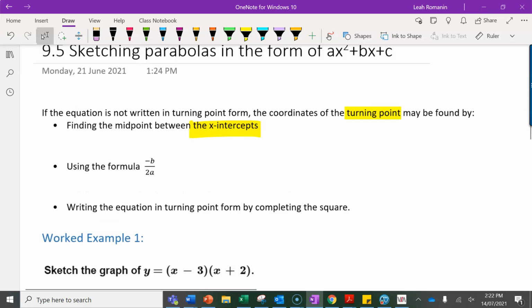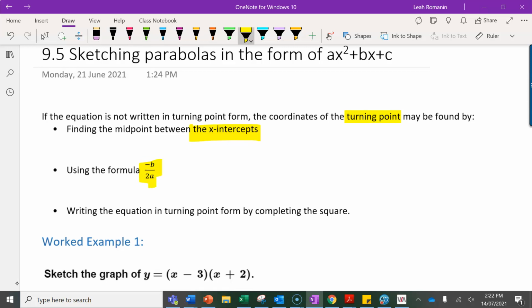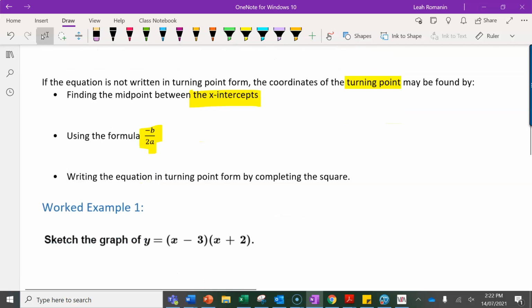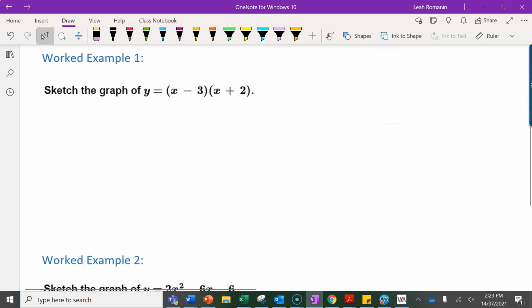You can also use this formula here, negative b over 2a. Now, you get the b and a from your general equation. So whatever a is there, whatever b is there, that's where you're getting your a and b from. Now, your third method, which is what we'll also be looking at today, is completing the square and getting your turning point that way.